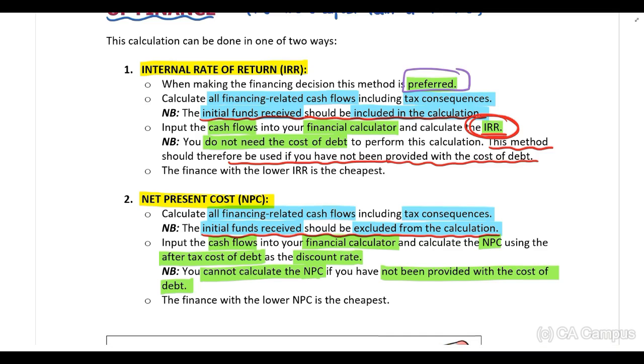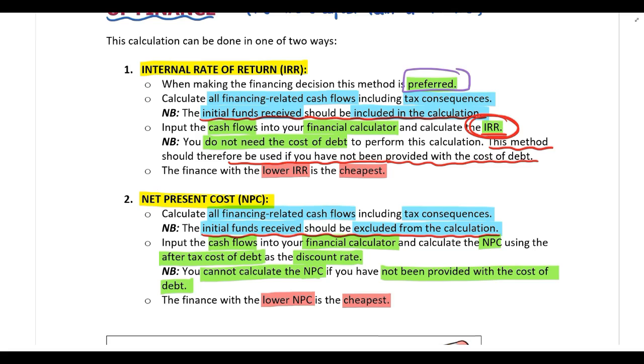Then, if we are trying to determine the most cost-effective form of finance and you have various different types of finance available, the alternative with the lowest IRR is the cheapest, or the alternative with the lowest net present cost is the cheapest. So that's how you make your decision. Select the alternative with the lowest internal rate of return or the alternative with the lowest net present cost.